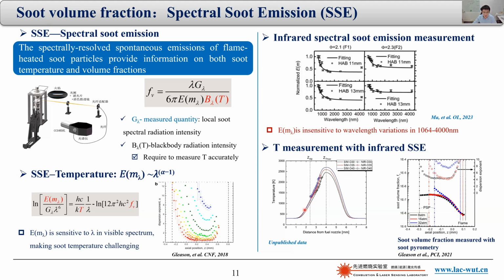You can see that the agreement between experiments and the numerical simulation is quite good. Of course, there is only soot in this region, so that's the only region where we can measure temperature with this SSE technique. Once you get the temperature right, then from this equation you can get the soot volume fraction. This is very straightforward. It has been done by researchers at Yale. So this is the temperature and soot volume fraction measured in counterflow flames with this method.